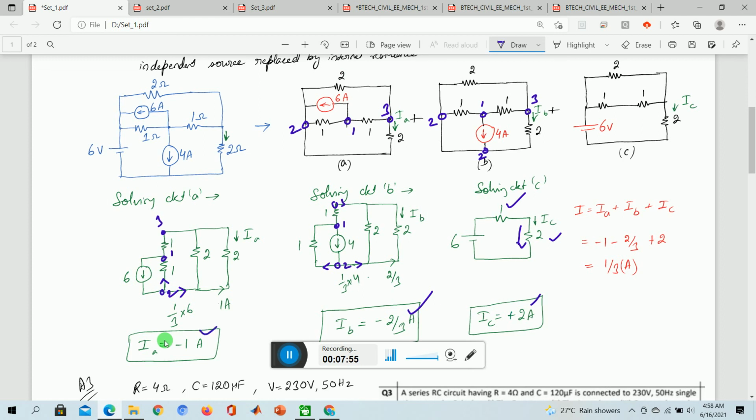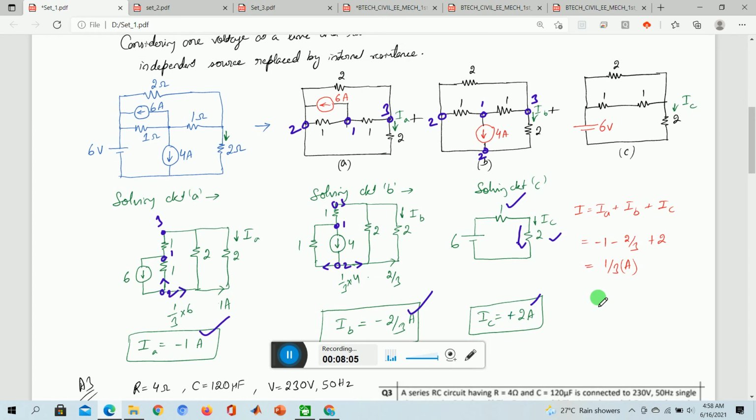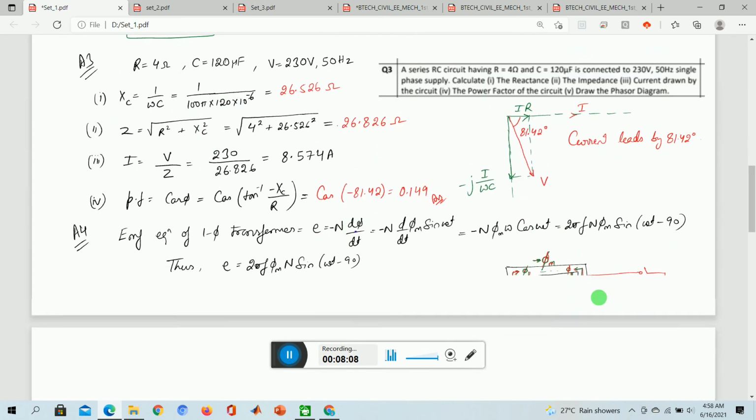Now we have the 3 currents here, minus 1, minus 2 by 3 and 2, and if you sum up these 3 it will be 1 by 3. So that is the answer to the second question. Third question is here.